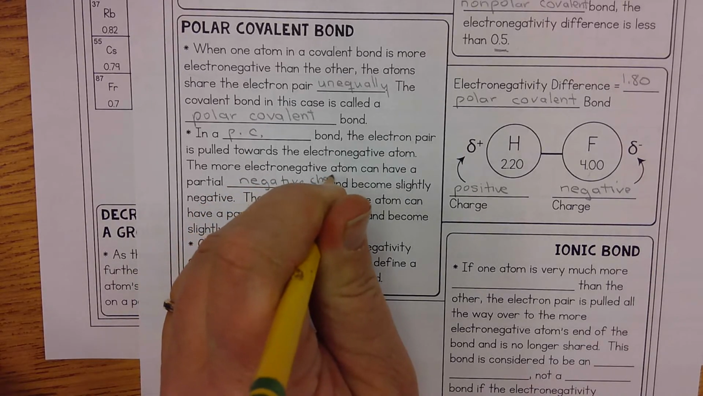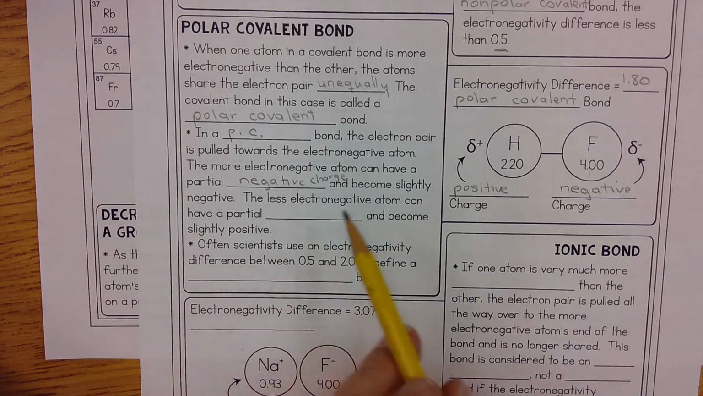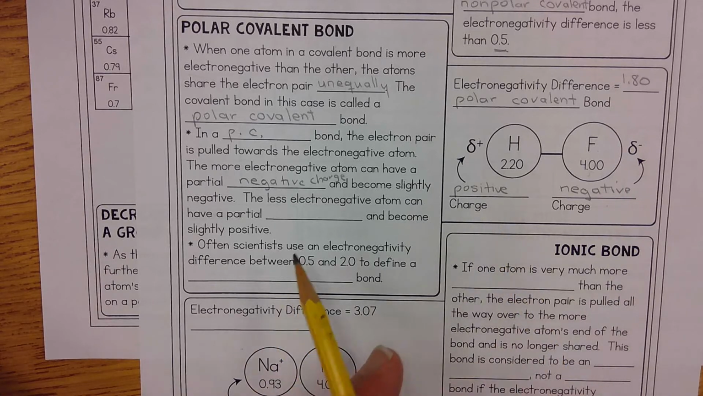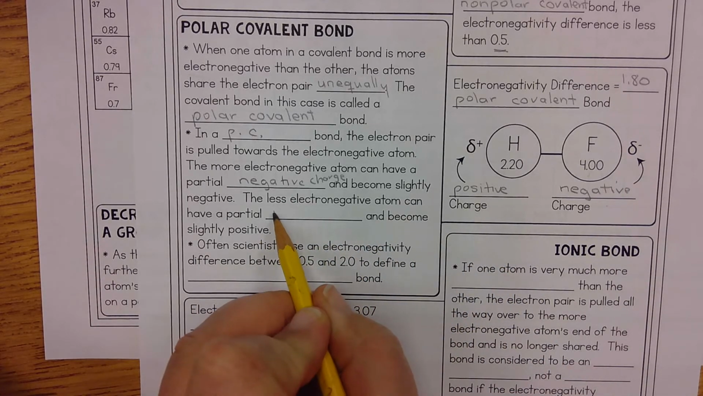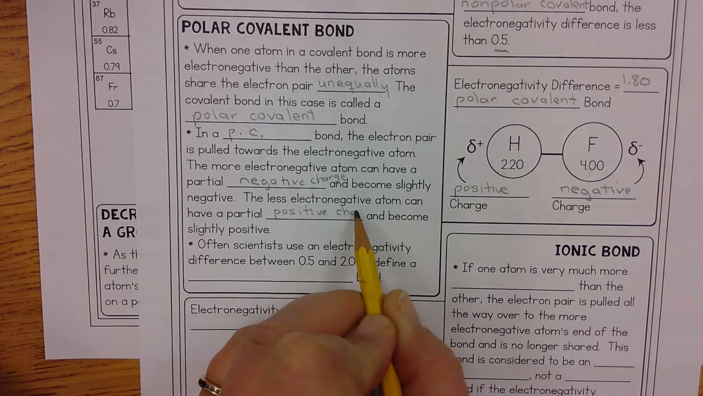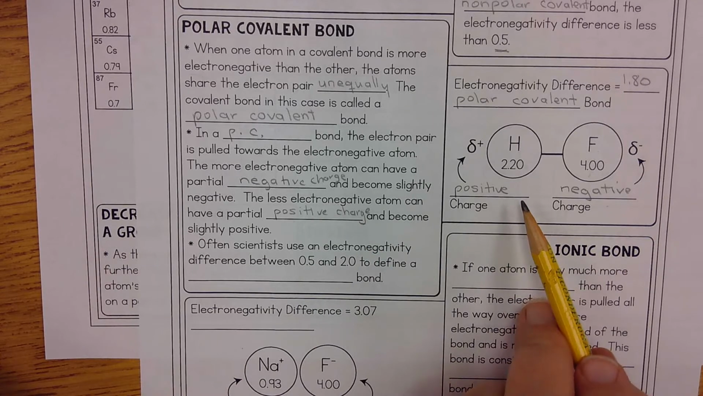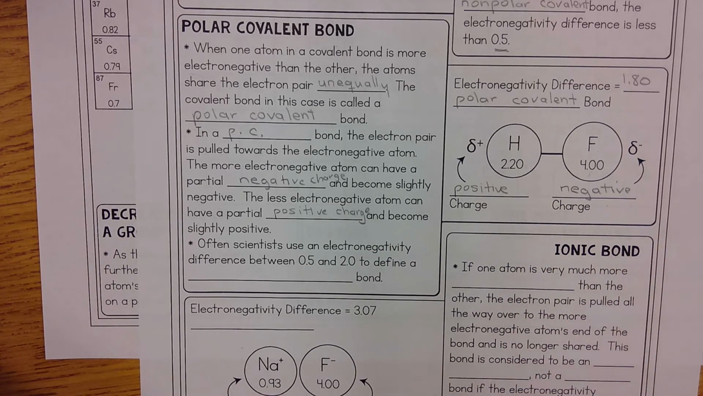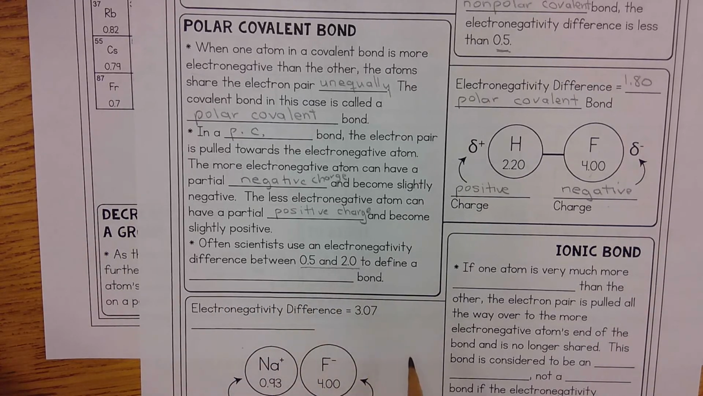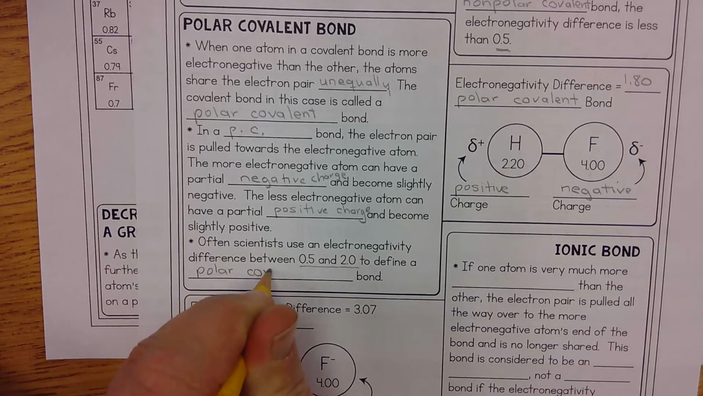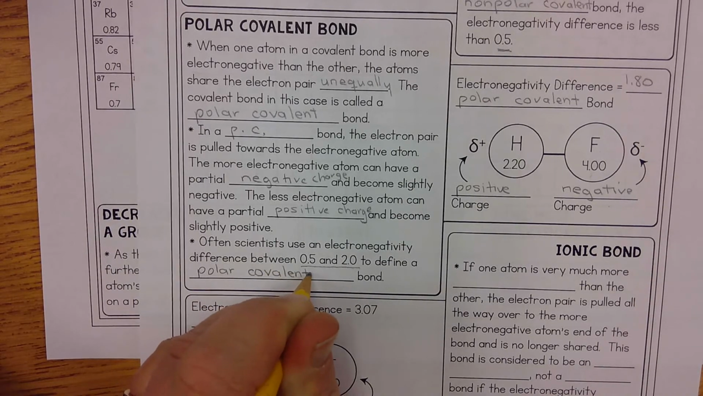Charge. Just like I said over here, because the electrons are hanging out over there, the less electronegative atom will have a partial positive charge because the electrons are hanging out less over there. They don't like it as much. They're more over here. So this type of bond, with an electronegativity difference somewhere between 0.5 and 2, defines a polar covalent bond.